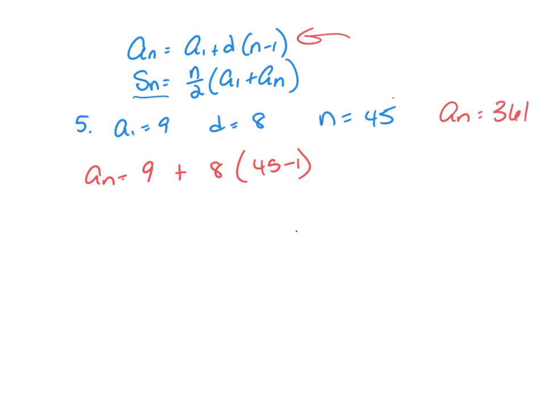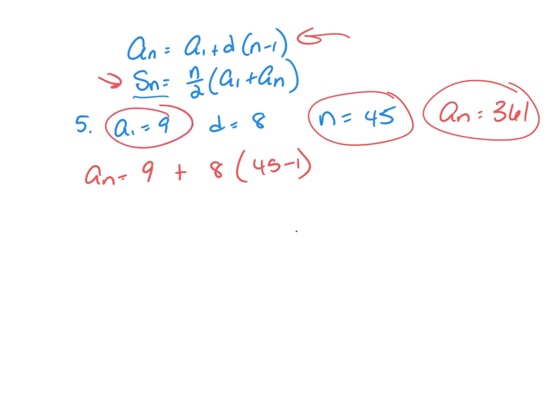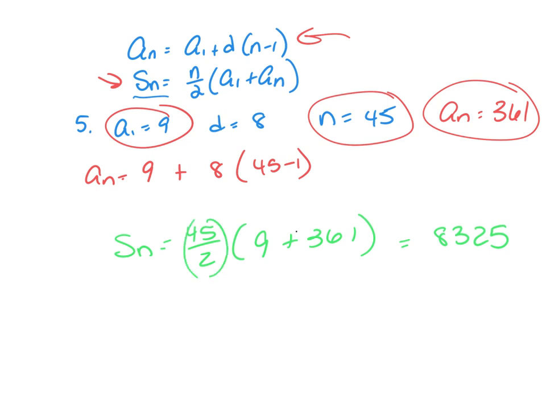So now we have the N, the AN, and the A1 we need for the second formula. So we go ahead down here, we put SN equals 45 over 2 times A1, which is 9, plus 361, and put that in your calculator. So I get 8325. So everybody understand that second page?